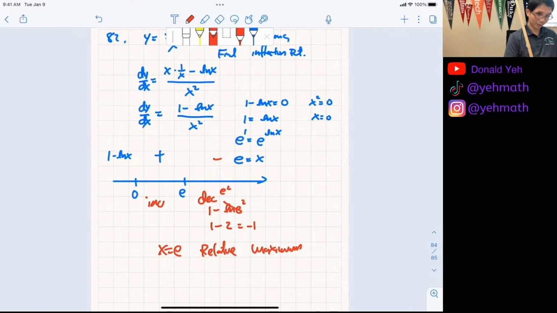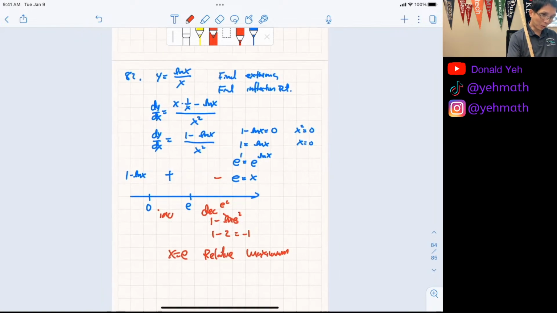Okay, tell me where. I try e squared. E squared is bigger than e, right? Between 0 and e, you determine it as positive. That's when you plug in, you get 0. So 1 minus 0 is what?